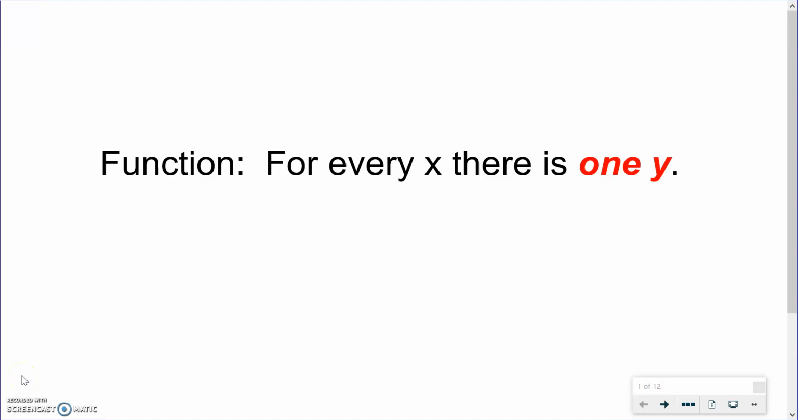Okay, so yesterday we talked about the coordinate plane and graphing and the x and the y axis. Today we're going to talk about functions and what makes a function a function. So the definition is that for every x there's only one y, or for every input, which is the x value, there's only one y value that it goes to. Okay, so we're going to look at some examples here.